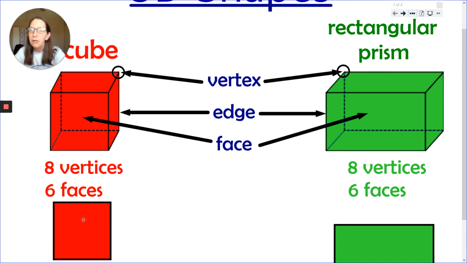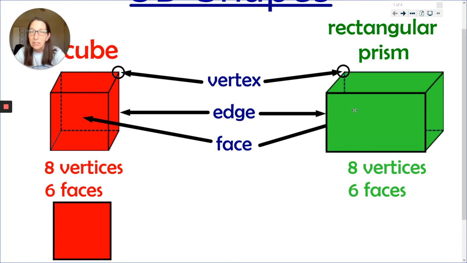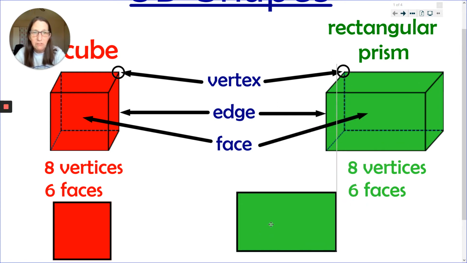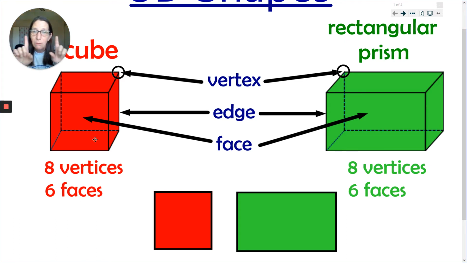Just like with our 2D shapes, squares are all the same. A rectangular prism has a rectangle in it. And remember the difference between a rectangle and a square? Rectangles have 2 sides that are longer and 2 sides that are shorter. So we can tell the difference between a rectangular prism and a cube the same way. Look at how long the sides are. If they're all the same, we know it's a cube. If 2 of them are longer, we know it's a rectangular prism, okay?